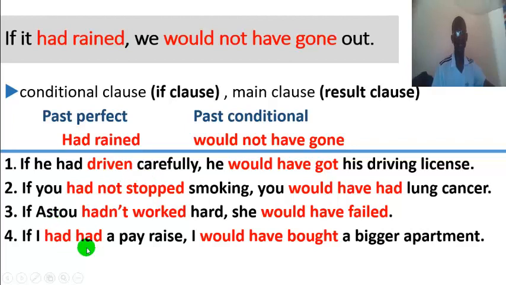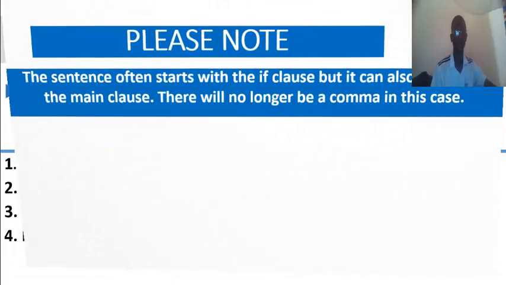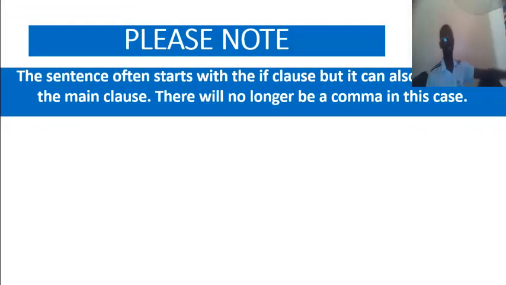So if you look carefully, in all these parts of the sentence, we have the past perfect, and here you have the past conditional. They both go together to form the third conditional, type 3 conditional. Please note, nota bene, the sentence often starts with the if clause, but it can also start with the main clause. There will no longer be a comma in this case.